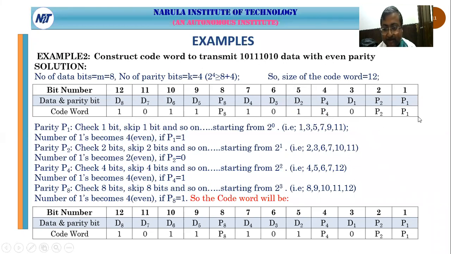According to the rule, for P1, check 1 bit, skip 1 bit. Check 1 bit, skip 1 bit, like this, starting from 2 to the power of 0. Then the total number of ones should be considered at positions 1, 3, 5, 7.